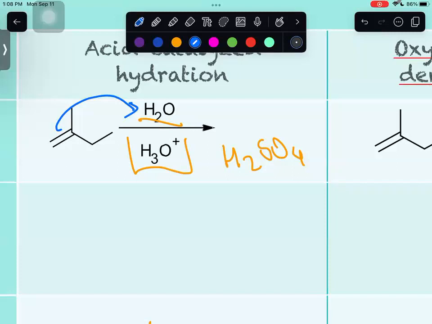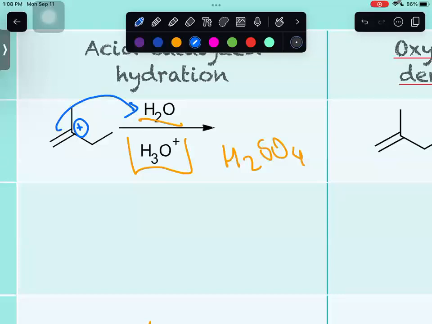Now, remember, this is a Markovnikov reaction, so that carbocation is going to go to the more substituted side over here, which eventually is where we are going to add that OH group, right? But remember, whenever you have a carbocation, you have to check its stability. What's the most stable carbocation that we could have? Tertiary, then secondary, and last one, primary.